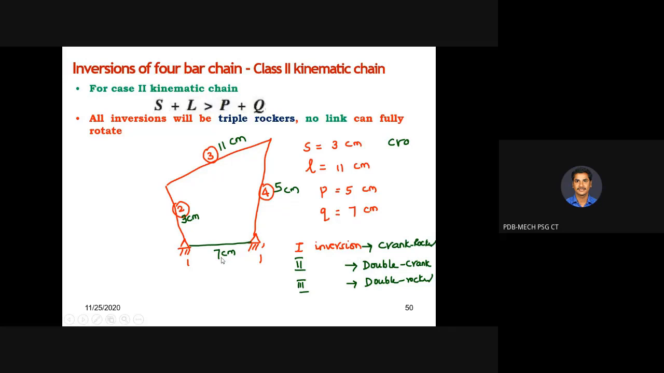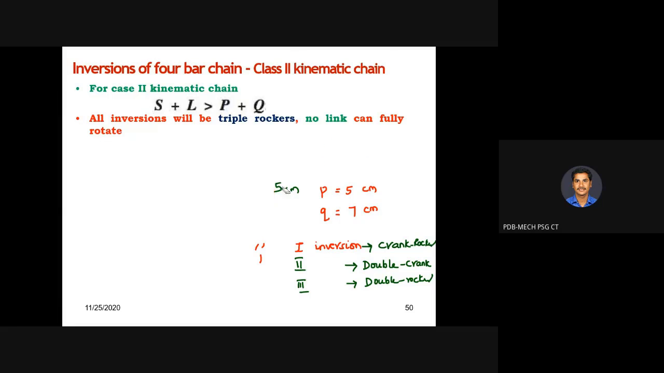That is, this works out only when Grashof's law is satisfied. Grashof's law is nothing but S plus L is always less than P plus Q. Only if this condition is satisfied will you get these mechanisms for these fixities. Okay, clear? Any other doubts? Any clarity required? No, sir.